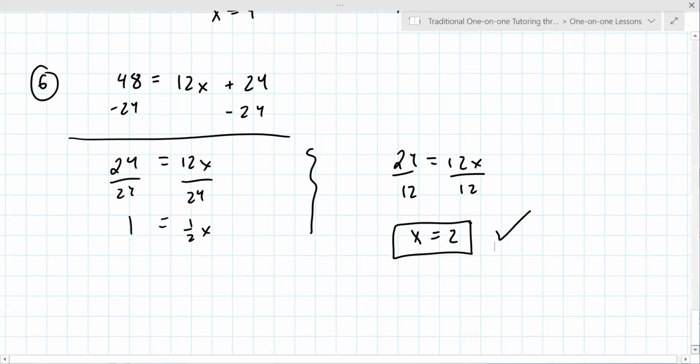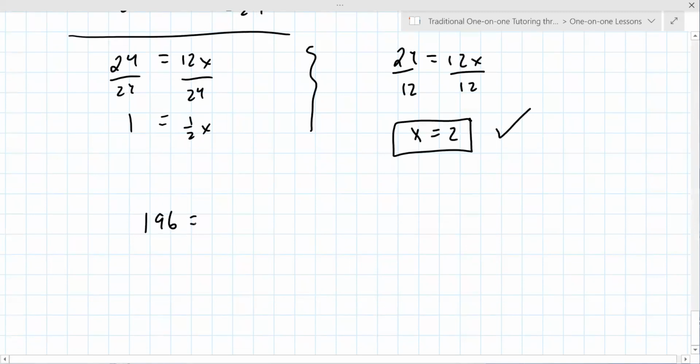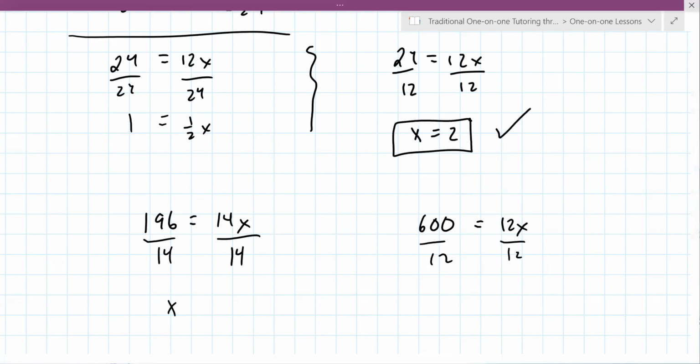Okay, so that's fine. But what if I say 196 equals 14x? What are you going to divide both sides by? 14? Yes, because it's the number in front of x. Okay, what if it's 600 equals 12x? What are you going to divide both sides by? Very good. Okay. All right, let's move to level 3.